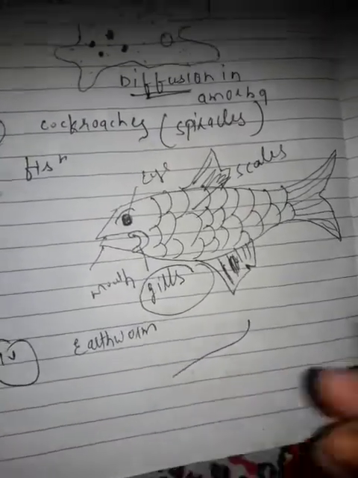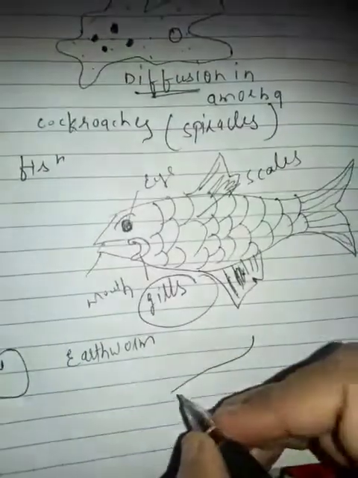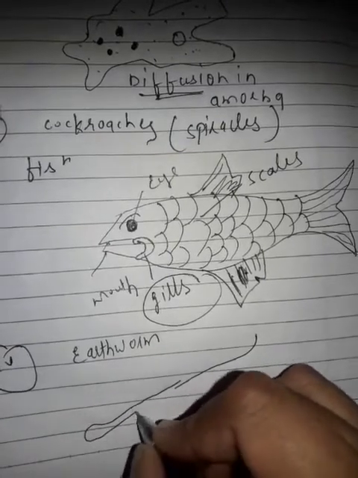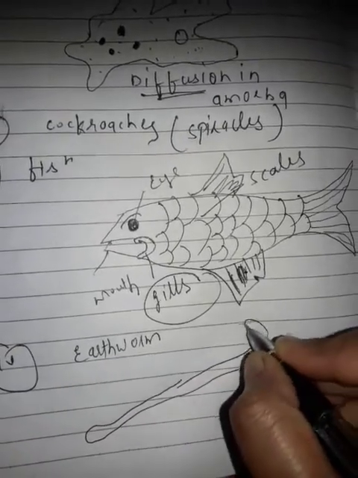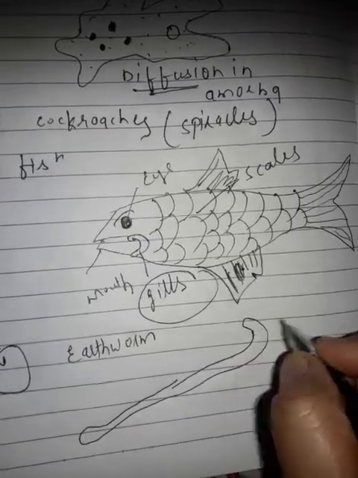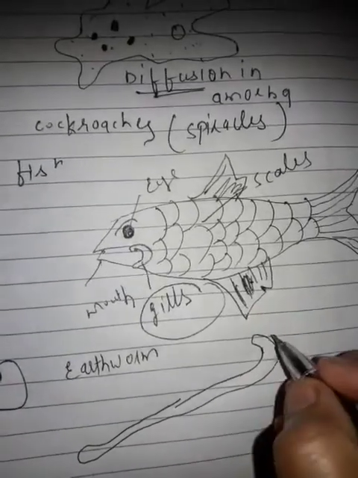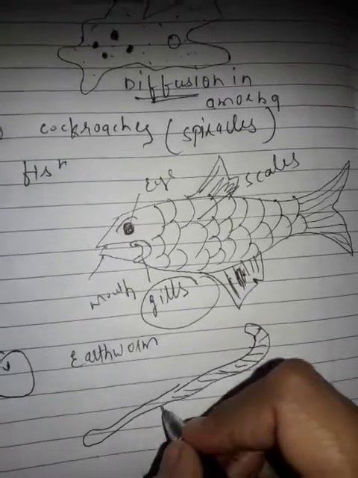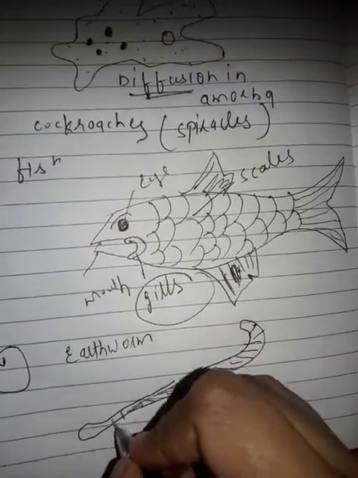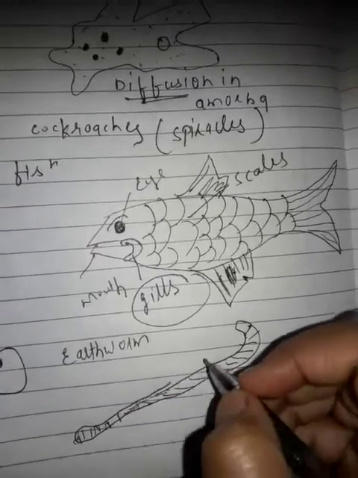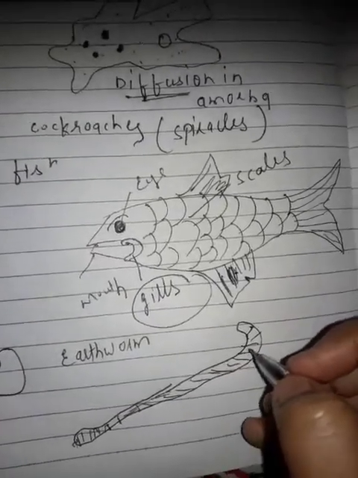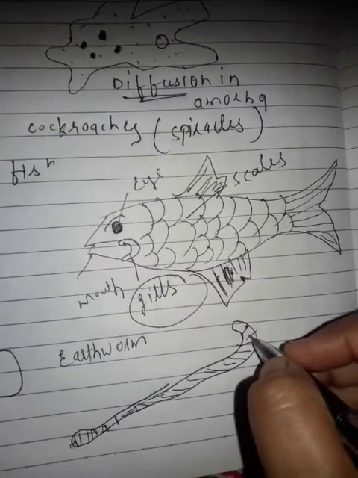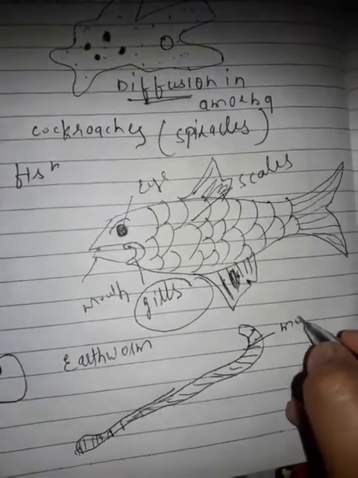Earthworm, as you can see in the diagram. Earthworm absorbs the atmospheric oxygen through their moist skin.